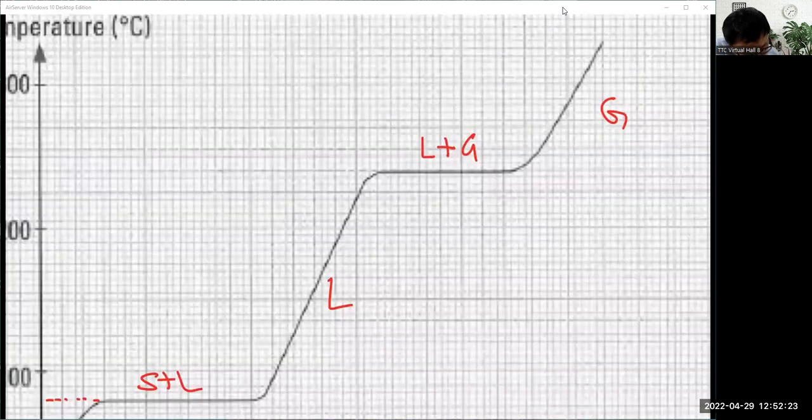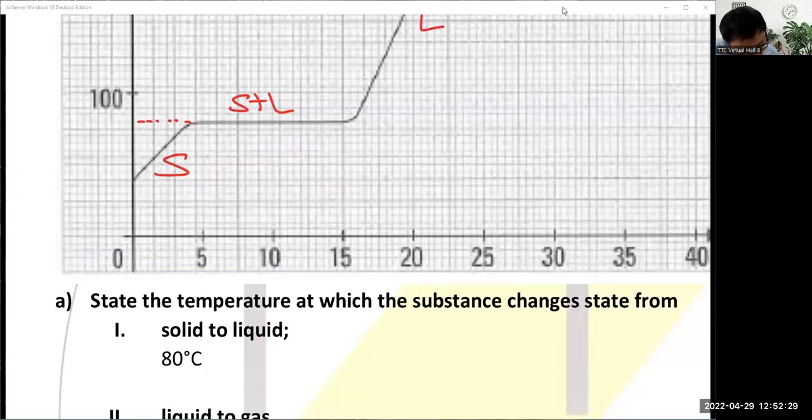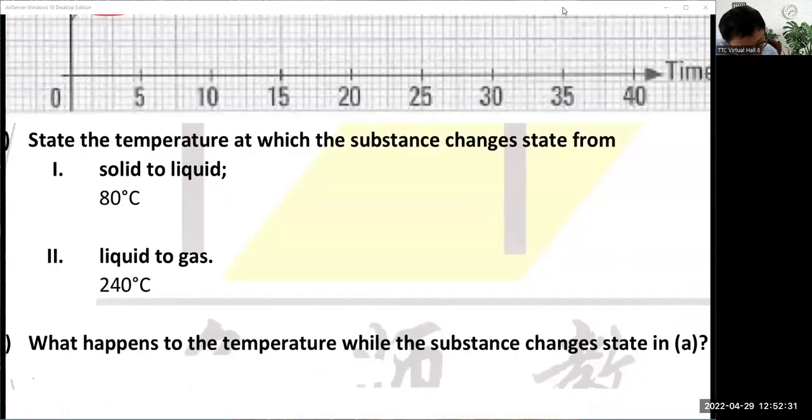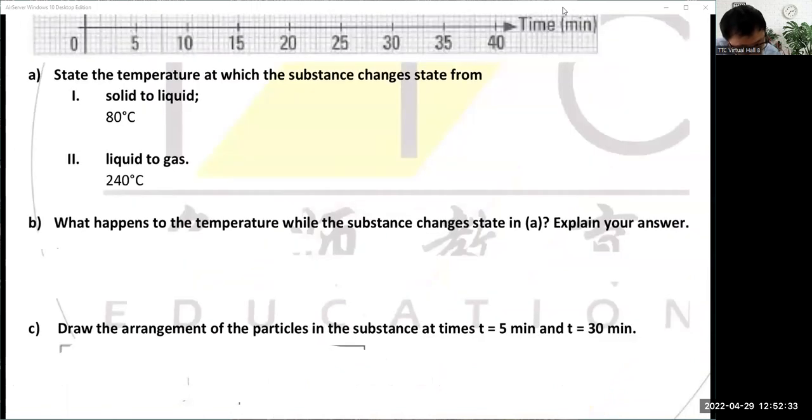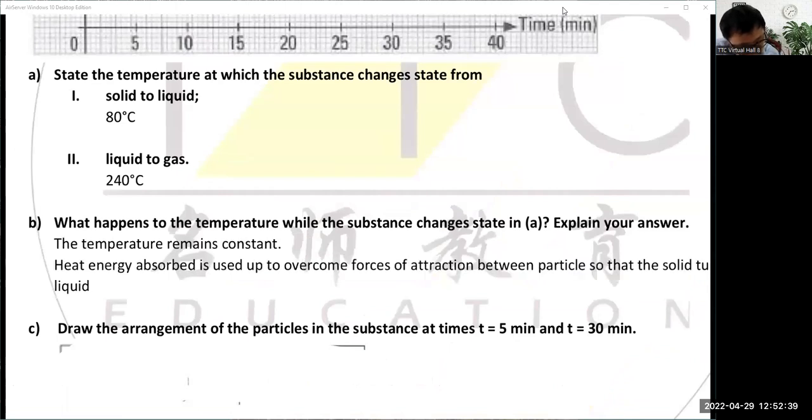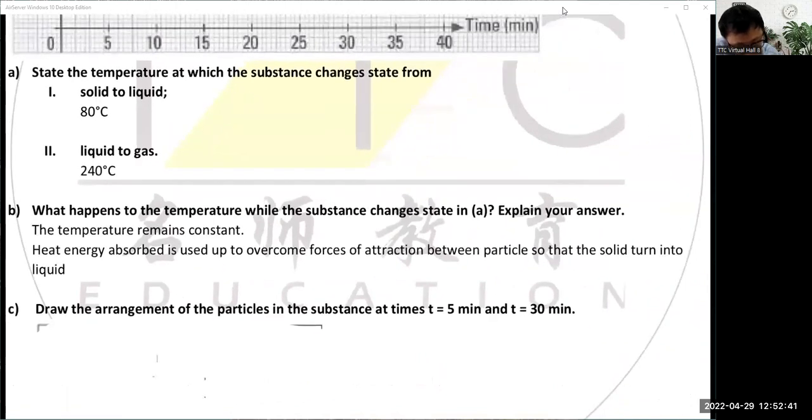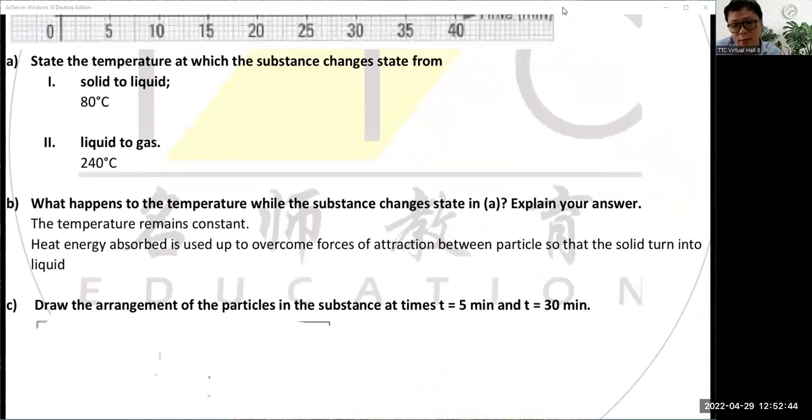Then liquid to gas, then you check the temperature here. Then you read the temperature. It's about 240. What happened to the temperature when change state? So when change state, the temperature will remain because the heat absorbed is used to overcome the particle attraction. You can see this explanation keep coming up in every question. So the answer you see is a fixed one. So you cannot miss some keywords. To make sure, you need to remember this one.